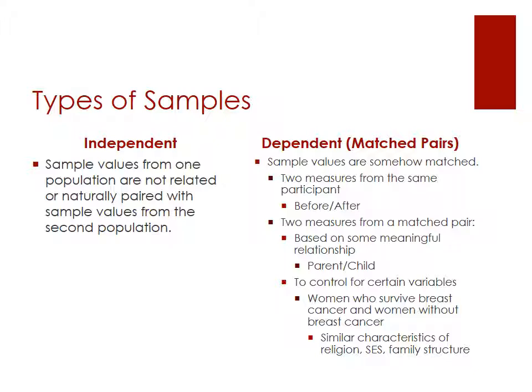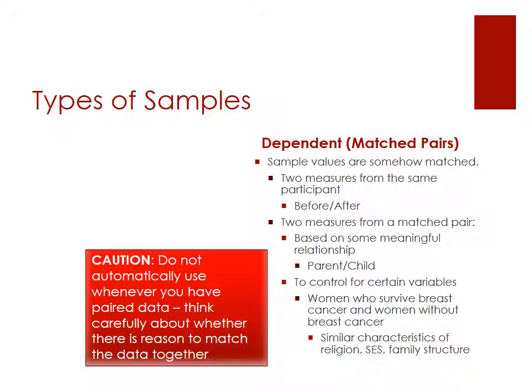And here we're going to be using sample values that are matched together in some manner. So we talked previously about some examples of this being two measures that come from the same participant, like a before and after. Two measures that are matched together in some meaningful way, like a parent-child connection, or perhaps two spouses connecting them together, or also when we want to control for some particular variables. So we've matched some people up on particular characteristics due to the questions we're trying to answer.